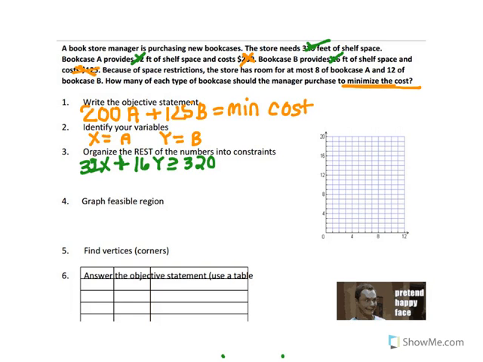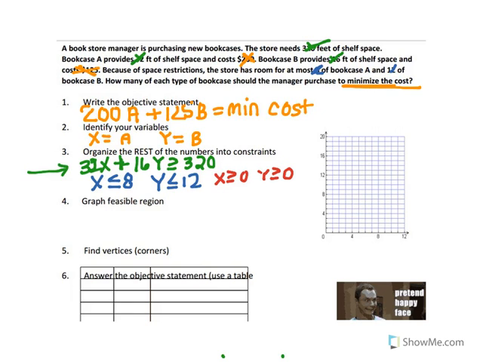Looking at the next piece, space restrictions, the bookstore has room for at most 8 bookcases of A, so X has to be less than or equal to 8. Crossed it out so I don't reuse it. Bookcase B, which is what I'm calling Y, can be at most 12. And I have to remember, if I'm talking about bookcases, I can only have a positive number of bookcases. So I'm only dealing with the first quadrant. So I'm going to go and graph those.